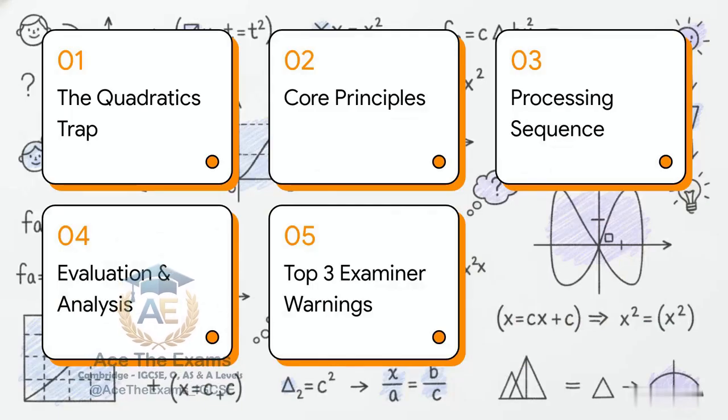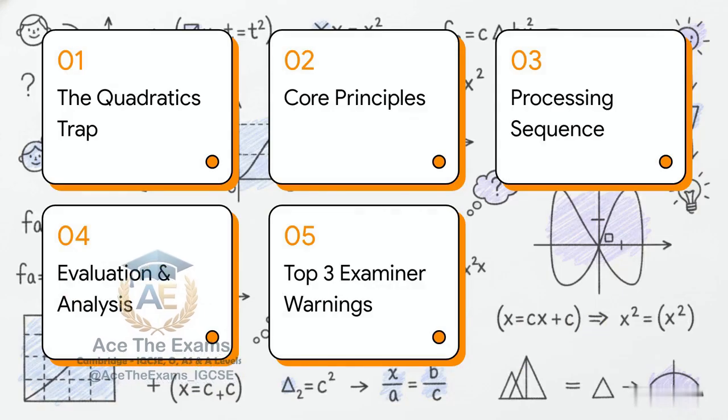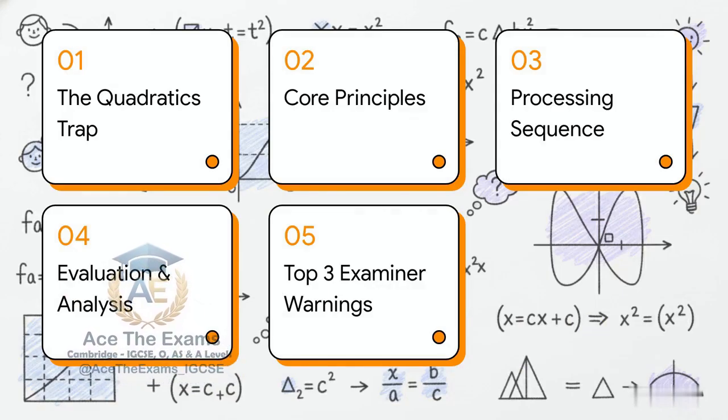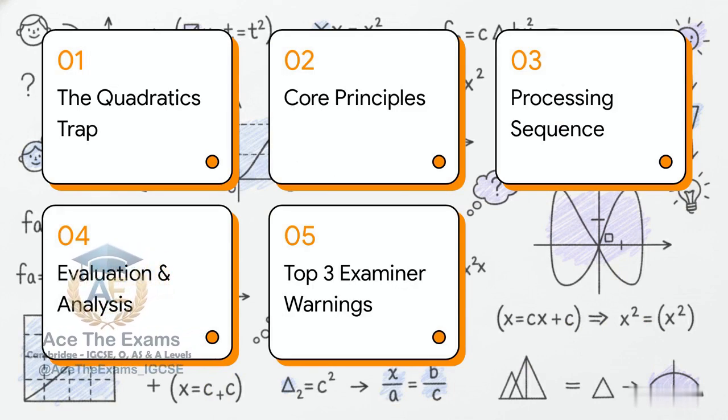Okay, here is our roadmap for this session. First, we'll look at the quadratics trap. Then, core principles and domains. Next, the standardized processing sequence. After that, we'll hit evaluation and critical analysis, and we'll finish strong with the top 3 examiner warnings.